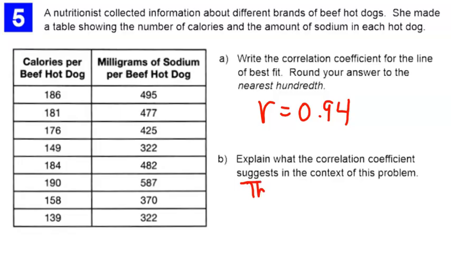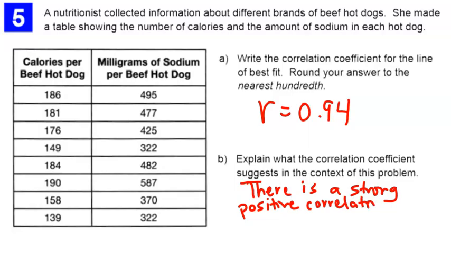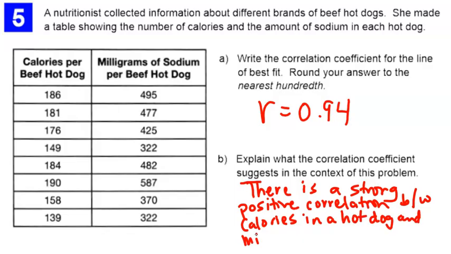So we're going to say there is a strong positive correlation between X and Y. So between calories in a hot dog and milligrams of sodium.